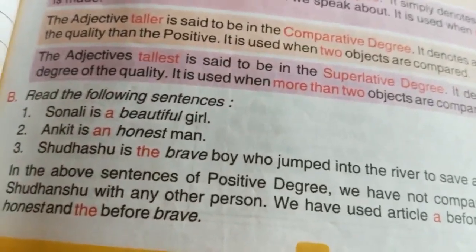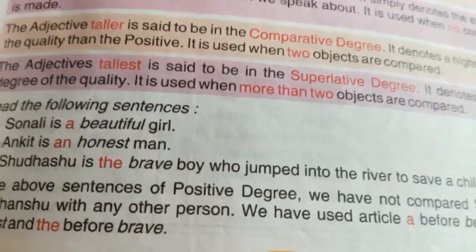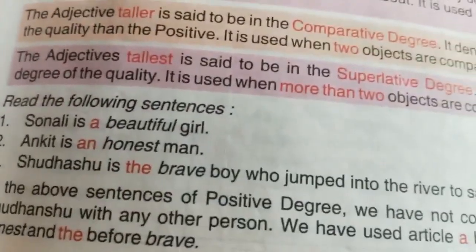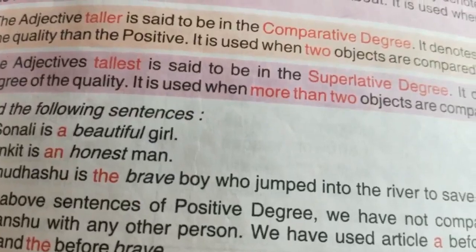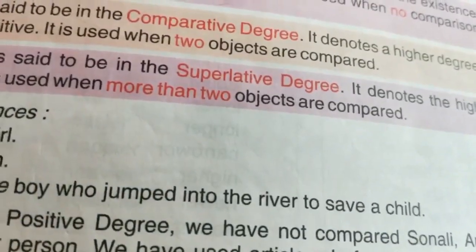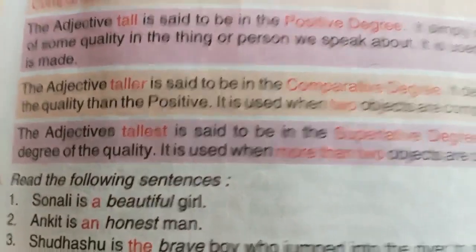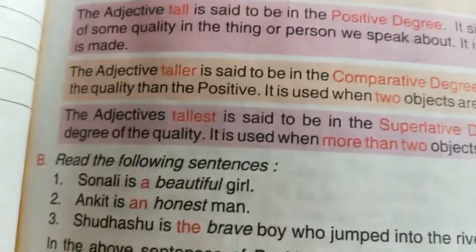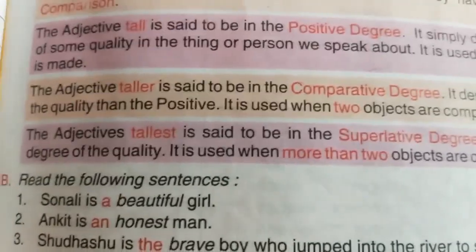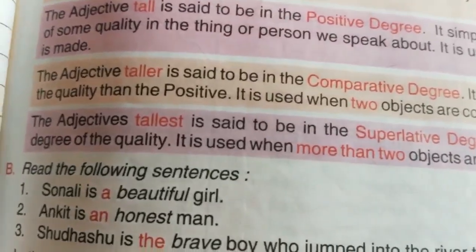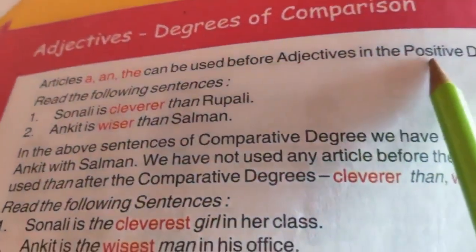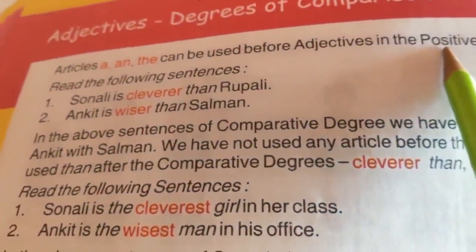Now, read the second set of sentences. Sonali is a beautiful girl. Ankit is an honest man. Shudhanshu is the brave boy who jumped into the river to save the child. Now here, we have not compared Sonali or Ankit or Shudhanshu. So, we have used in the first 2 sentences the articles a, an, and the, before beautiful, honest, and brave. So, articles a, an, or the can also be used as positive degree.